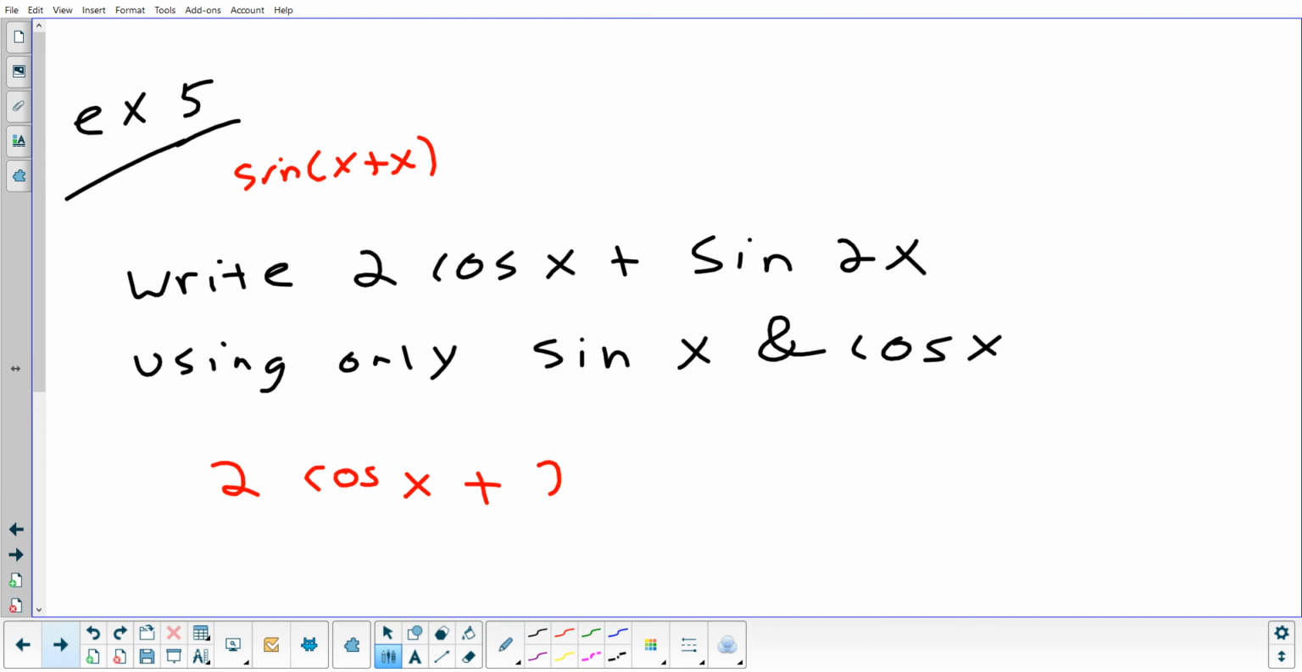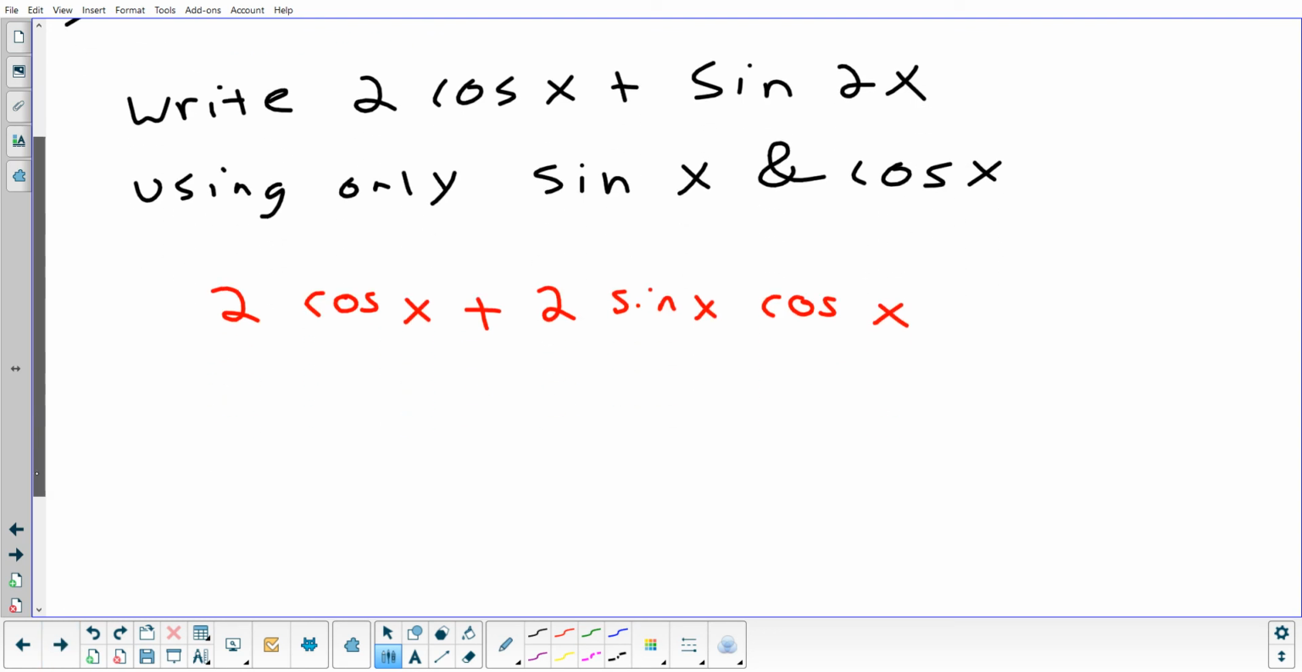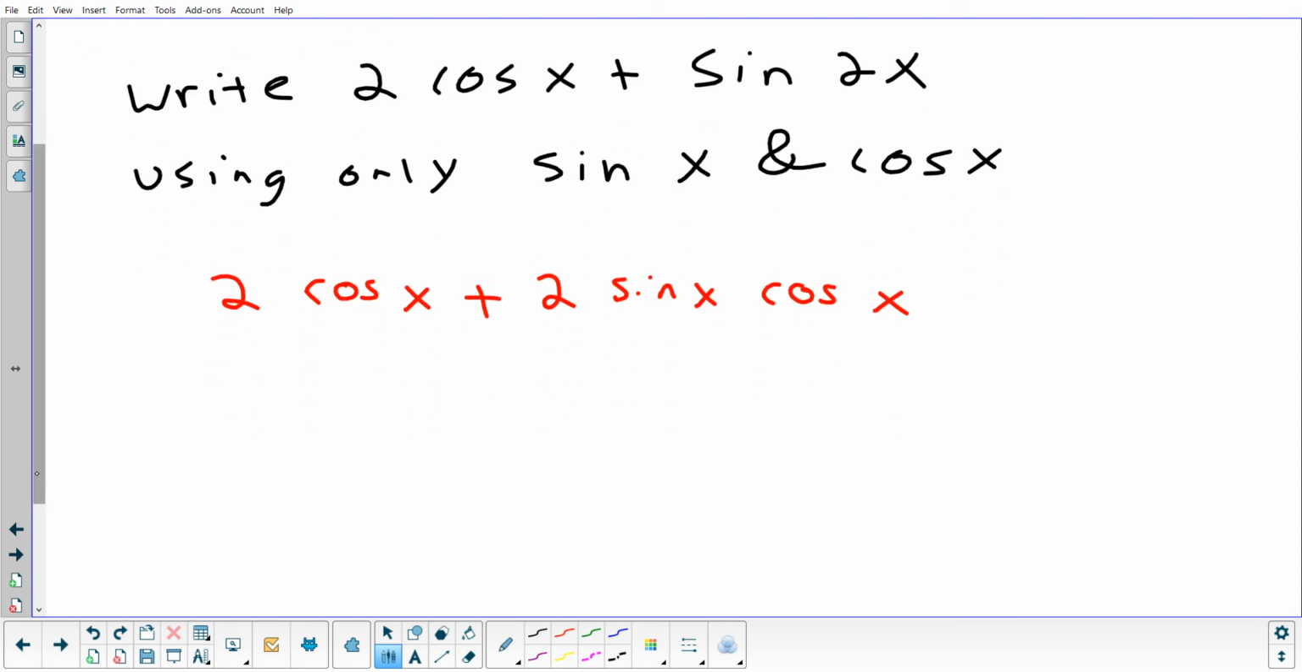And so 2 sine x cosine x. And technically we've done what they wanted. We've rewritten everything with just an argument of x. Now, what if they did say to factor it? What could you factor out from here? Cosine. Even more, 2 cosine, right? You could factor that out of both.